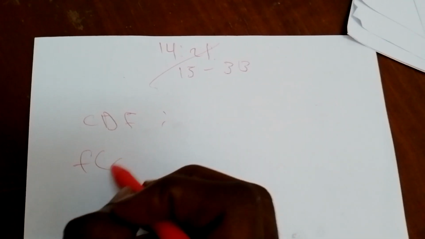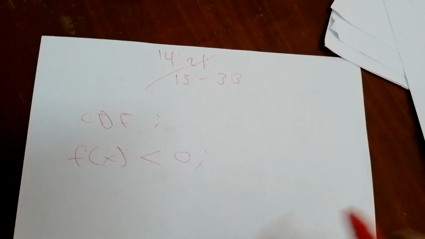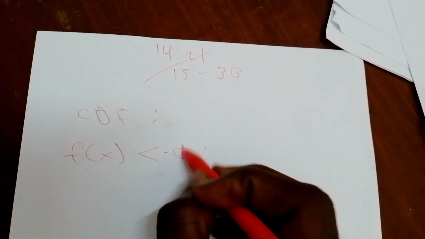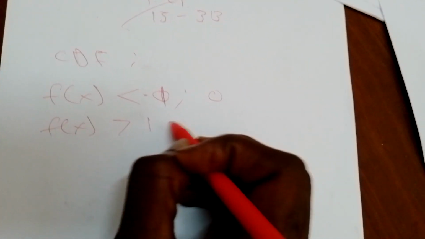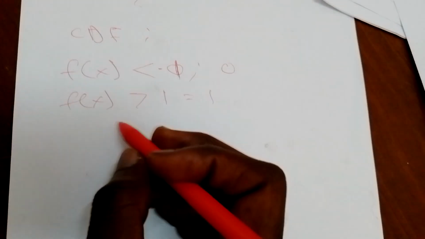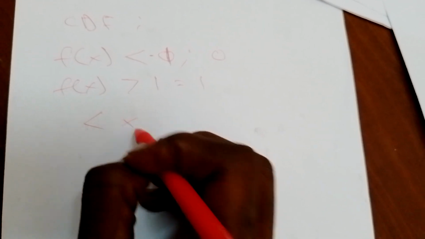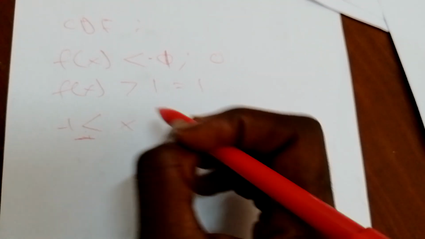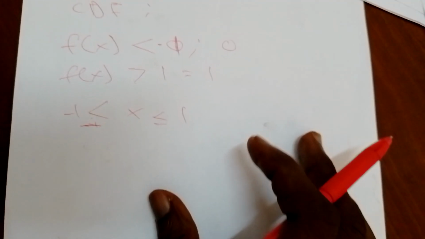Now we know that F of x for x less than minus 1 gives us 0, and F of x for x greater than 1 gives us 1. So we'll be working on finding it between minus 1 and 1. Basically this is what we'll be working for in finding a cumulative distribution function. So let's do what we normally do.